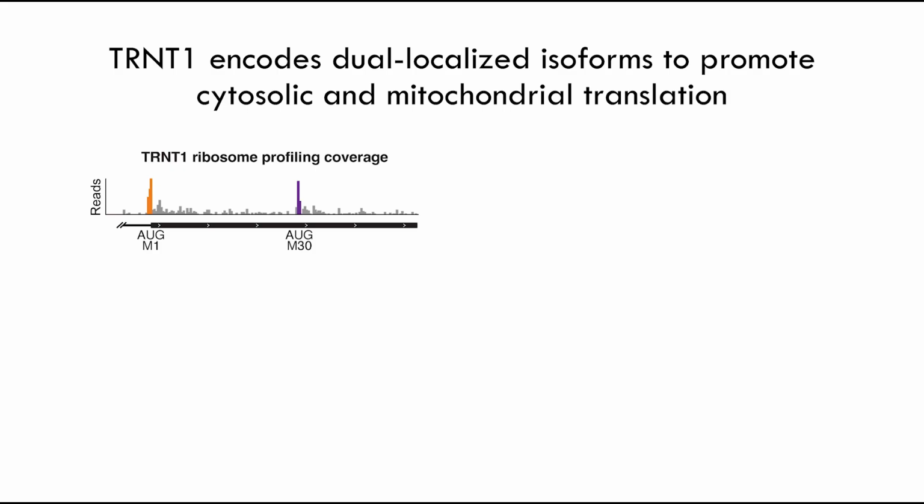I want to start off by going through one of my favorite genes, TRNT1. Here I'm showing you the ribosome profiling trace for TRNT1, where I've been able to identify two start sites. This orange one over here represents ribosomes stalled at the annotated start site, and this purple one indicates ribosomes stalled at the alternative start site, generating a 30 amino acid N-terminal truncation. So my first question was, what are these two different isoforms doing?